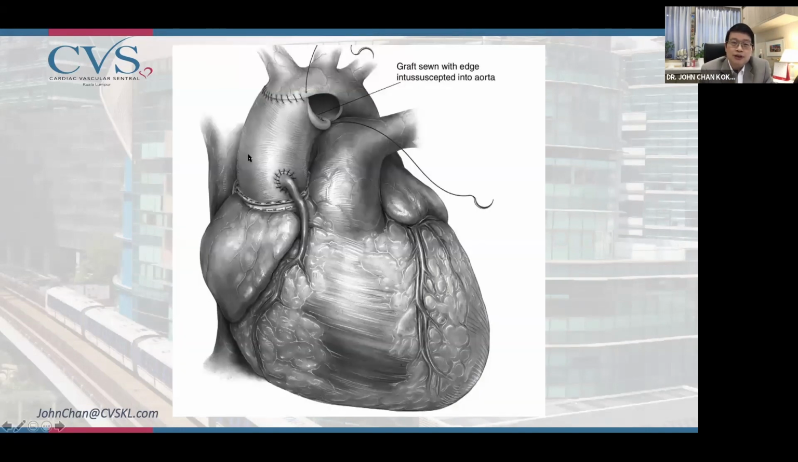We would typically replace the ascending aorta with an artificial graft. And as you can see here, the coronary artery is attached to the aorta. So we would have to detach the origins of the coronary artery and then suture back the coronary arteries into this new graft.